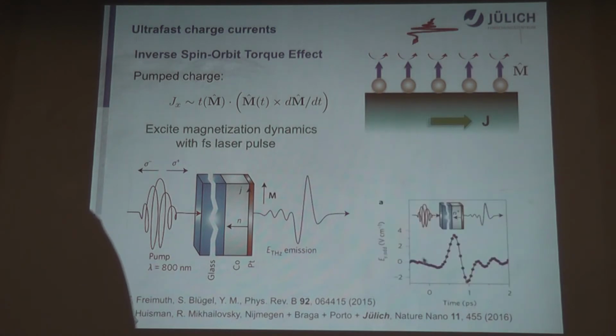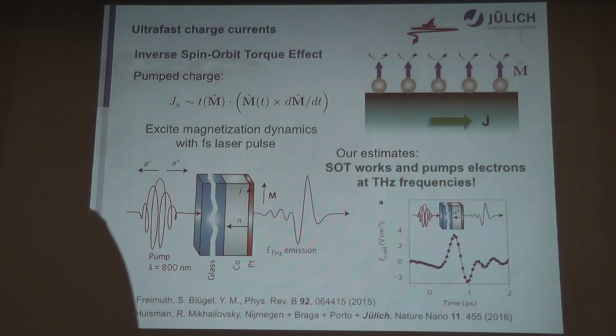This is an example of this measurement, and what we can say here is that from the symmetry arguments and from the estimation of the magnitudes that we can provide to compare to this experiment, we can say for sure that the spin orbit torque works and pumps electrons by magnetization dynamics at terahertz frequencies as well. And I think this is actually great news, which opens the door to terahertz applications of spin orbitronics.